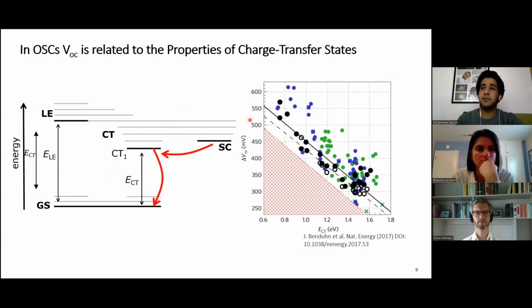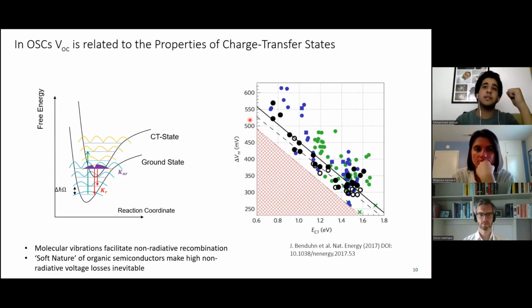The energy gap law tells you that the non-radiative rate between the CT state and the ground state is dominated by the overlap between the vibronic wave function of the ground state and the CT state. The higher the energy difference between CT and ground state, the lower this overlap would be, and therefore the lower the non-radiative rate constant will be. And that can explain why this delta VNR is dependent on the CT state energy.